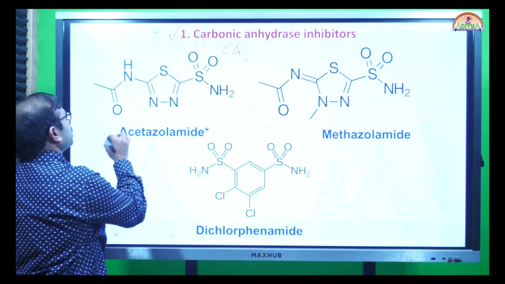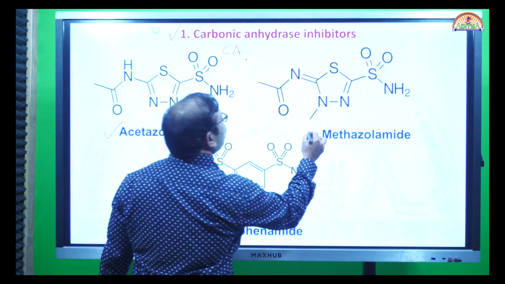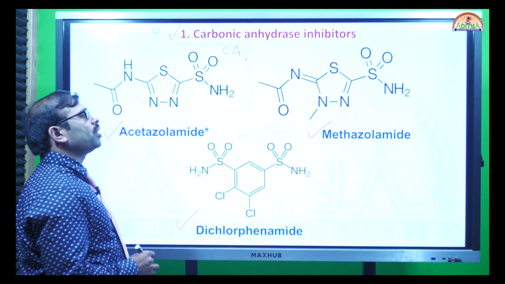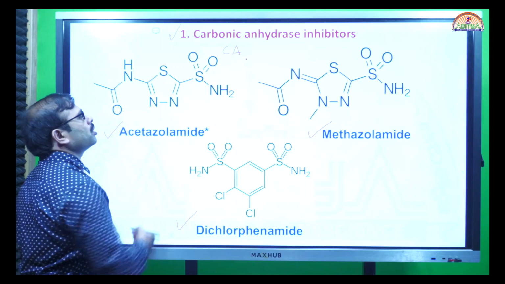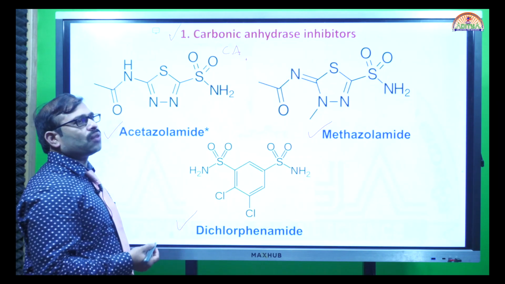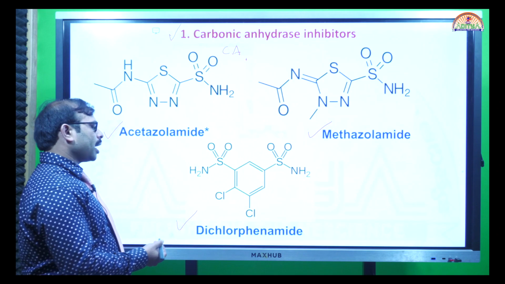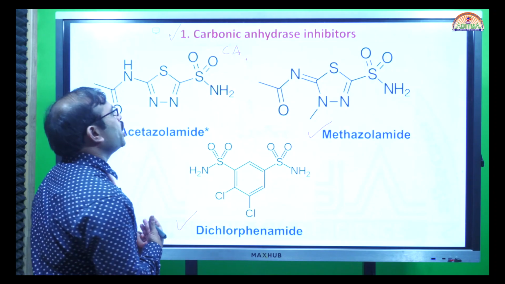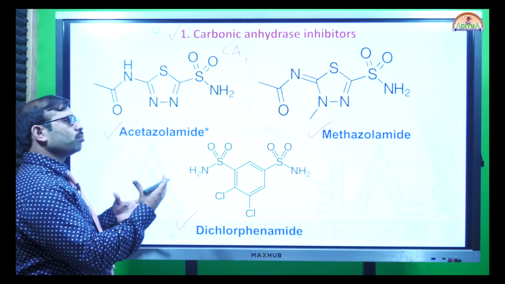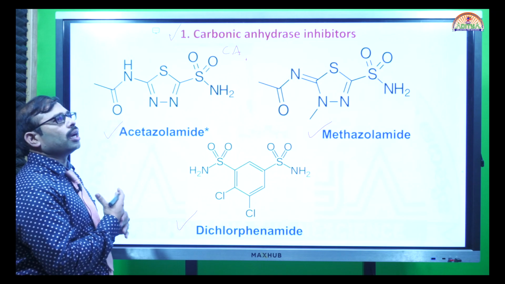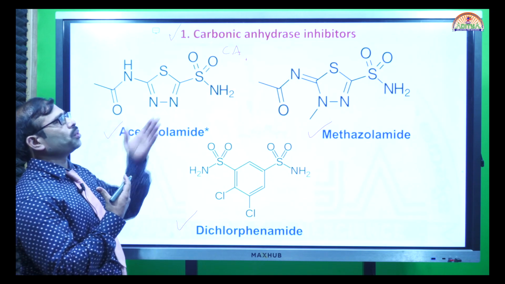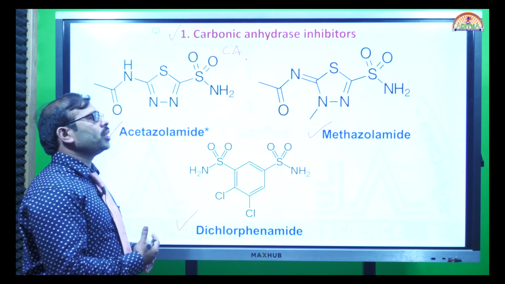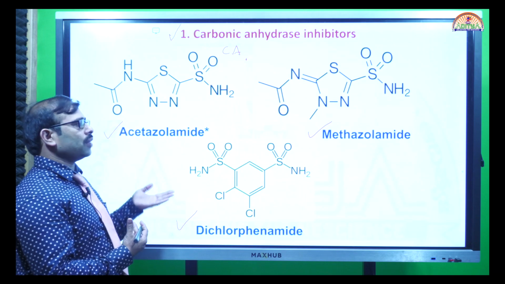One is acetazolamide, another is methazolamide, and another is dichlorphenamide. Both acetazolamide and methazolamide are important thiazole sulfonamide derivatives, whereas dichlorphenamide is a sulfonamide derivative of an aromatic moiety. In this class, we will see how these diuretics show their activity by inhibiting carbonic anhydrase, followed by the specific uses of each drug molecule.